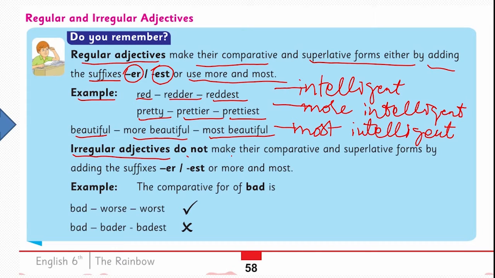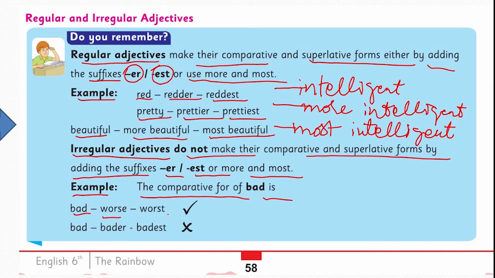Irregular adjectives do not make their comparative and superlative forms by adding the suffix er or est, or more and most. For example, for bad the forms are bad, worse, worst. You can see there is no er and est to make it comparative and superlative, like better and baddest. It can't be the right one. The right one is bad, worse, worst here.